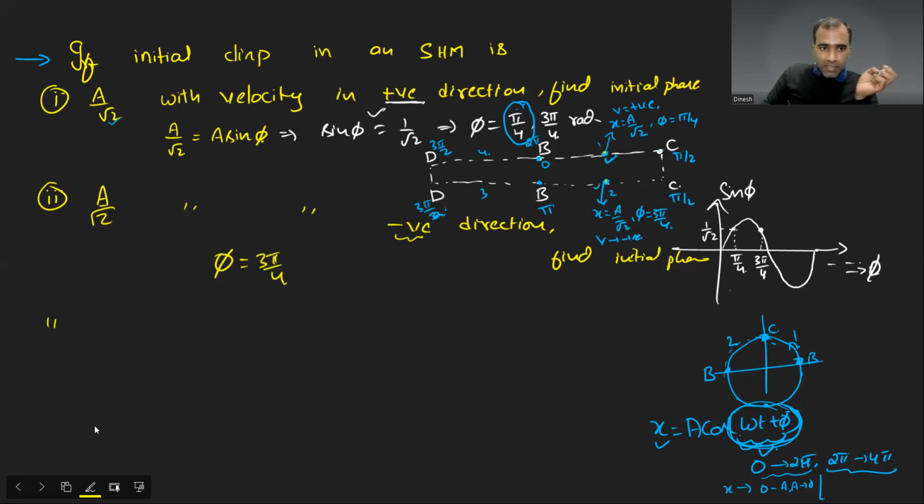Now let's see who will answer the last question, one more question. A by 2 is the initial displacement with velocity in negative direction.